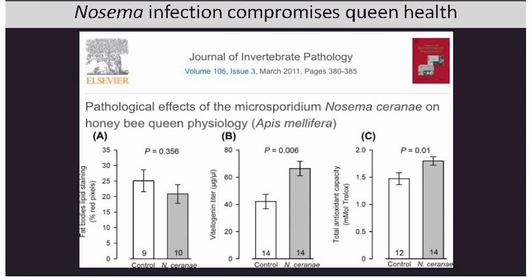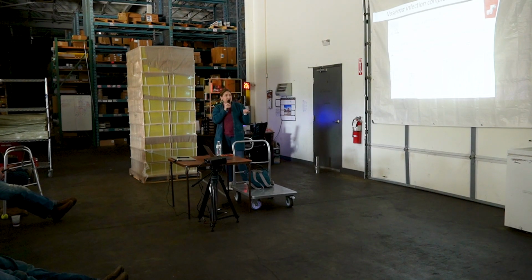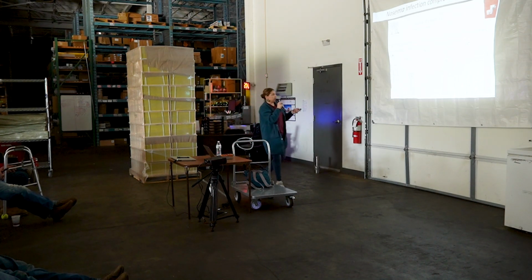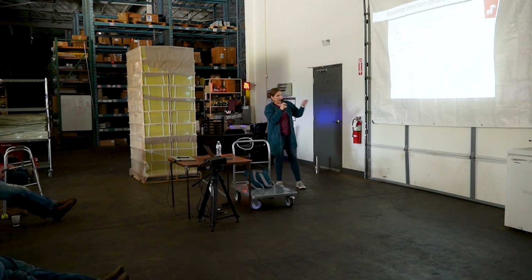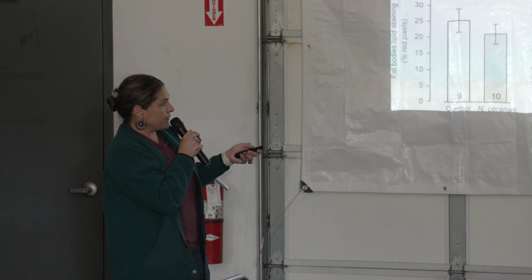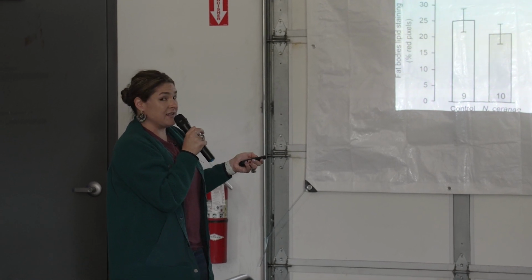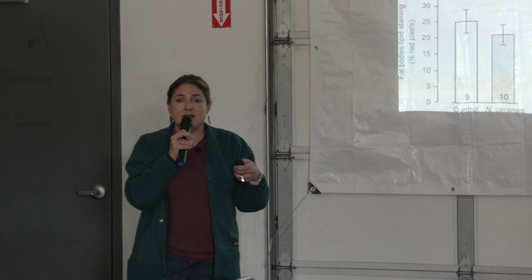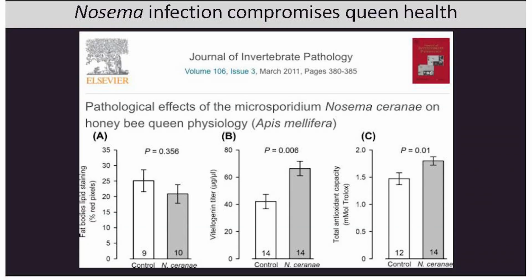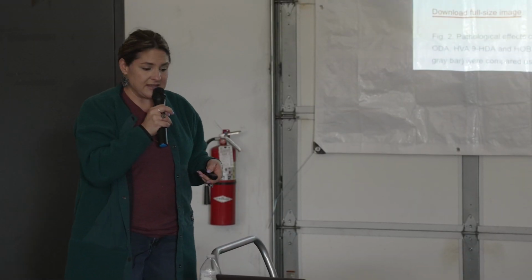So in this study, they looked at what happens when queens are affected by Nosema ceranae. They had control queens and queens infected with Nosema ceranae. What's important about these three graphs is that those infected with Nosema ceranae had higher levels of vitellogenin and antioxidative stress responses, meaning they're working really hard to combat the pathogen internally, which is costly and probably causes a trade-off, potentially in egg-laying capacity, etc.